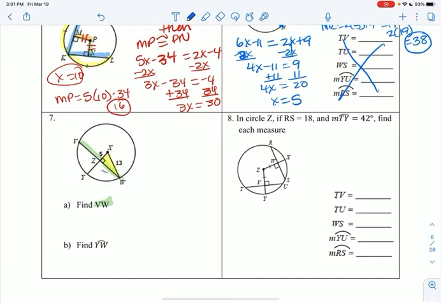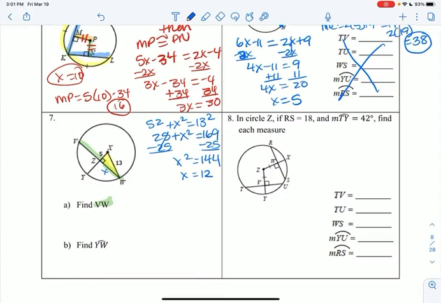So I can call this little thing x, and I have 5 squared plus x squared equals 13 squared. This is actually one of the Pythagorean triples, so I already know the answer, but I'm doing it out anyway. Remember, your hypotenuse has to be your largest side. So I have 5 squared plus x squared equals 13 squared. 25 plus x squared equals 169. I subtract 25 and I get 144, so x equals 12. But I wanted to find VW, so I have to do 2 times 12, which is 24.